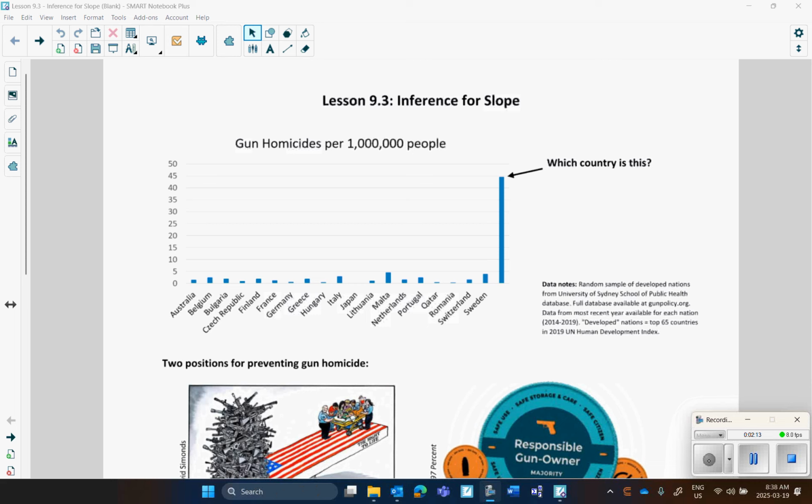And you can see for several countries, it's below 5 gun homicides per 1 million people, and yet there's one that's way up here at 45. Can you guess what country this is? It would be America. It would be the USA.